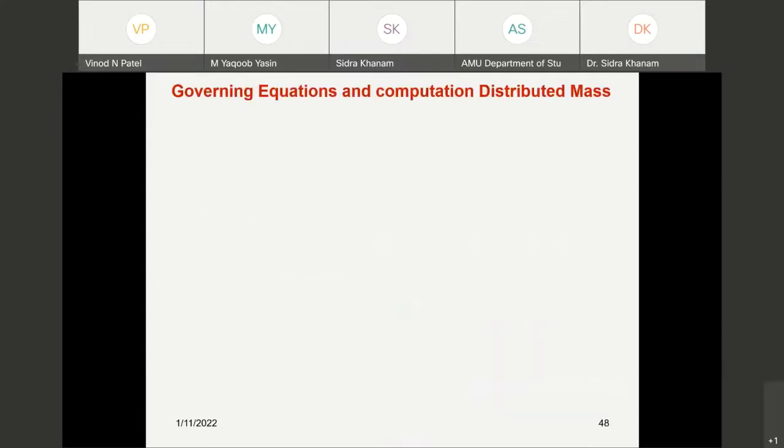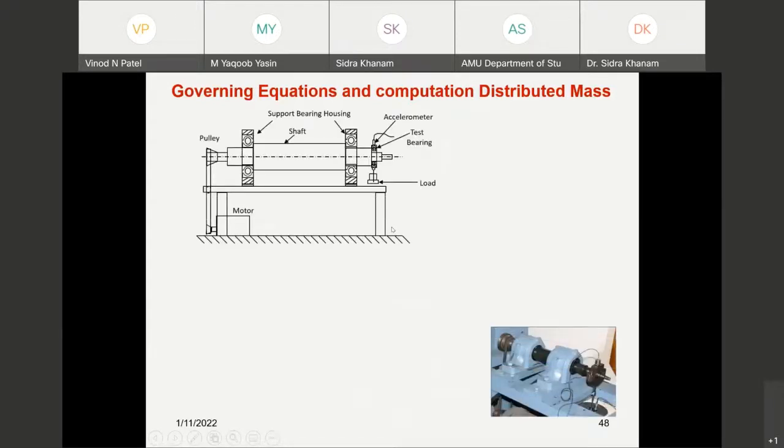Now I have derived the things in more detail by considering distributed masses instead of the lumped mass system. Suppose this is the system under study. Here this is the test bearing, for which we will capture the vibrations, and we have derived the model for that. This is the side view of this particular part.